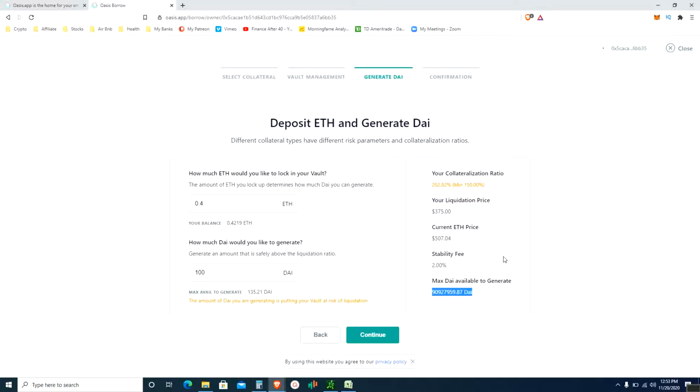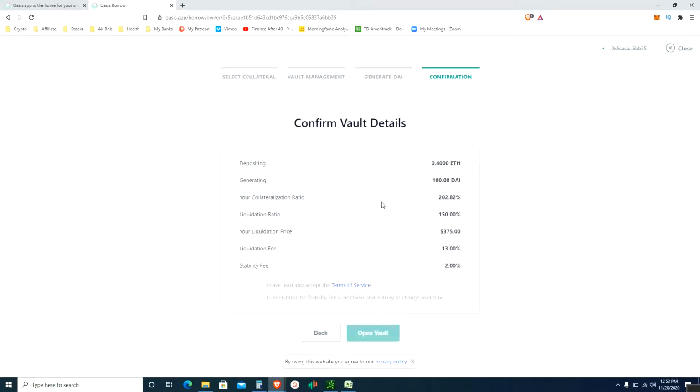I'm not gonna continue, but I'm gonna click continue just so you guys can see. Here's the confirmation, confirm the vault. That's super simple, and that's it. And you give yourself a loan. No bankers, no tax return, no nothing. I love Maker. Maker is a long-term bag for me. Feel free to let me know if you have it or what you think.